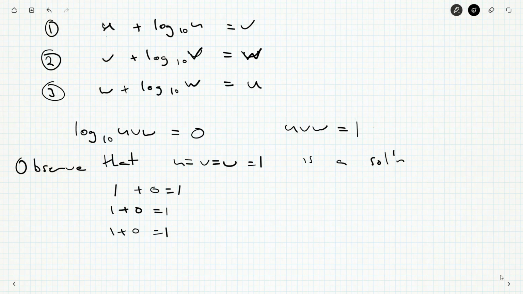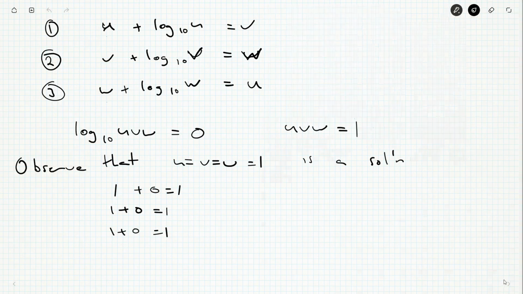Our quest is to find the others, if indeed there are others. And that of course is the challenge. Well, let's try w equals 1 over uv. It might be due to the highly symmetric nature of this that there just isn't one, but we'll plug that into 3 and 2.